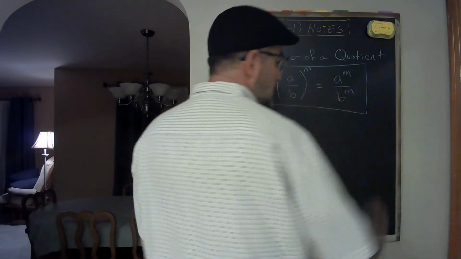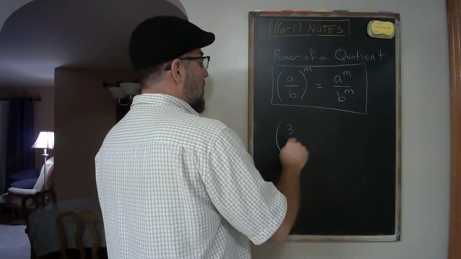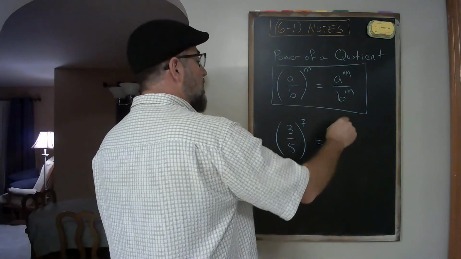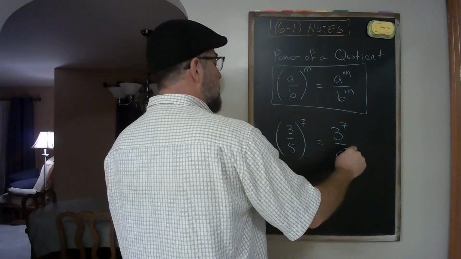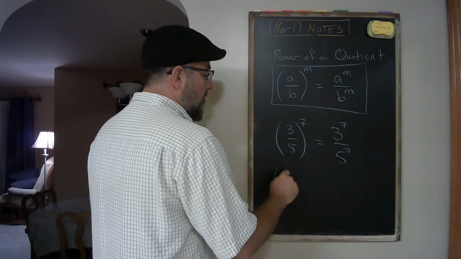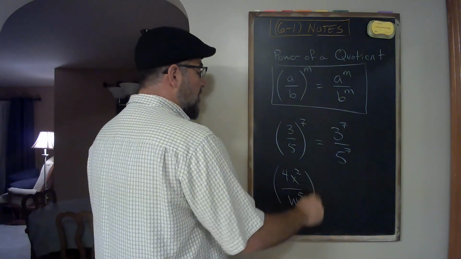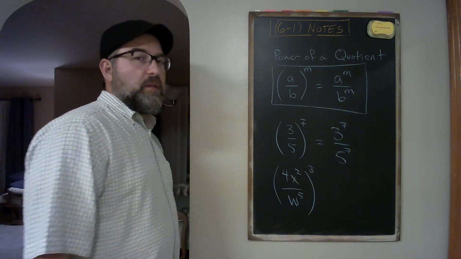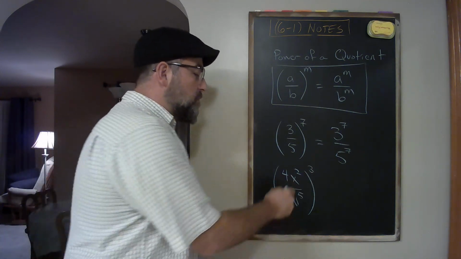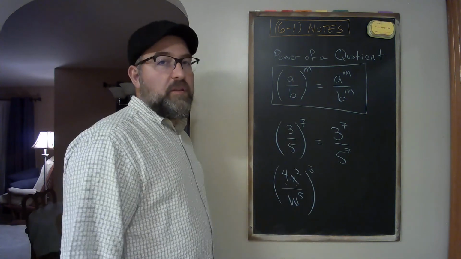So here we go. If we saw something like 3/5 to the 7th, this is simply going to be 3 to the 7th over 5 to the 7th. That's it. If we see something like 4x squared over w to the 5th to the 3rd, we are going to apply that exponent of 3 to both factors in the numerator, the 4 and the x squared, and we're going to apply that to the factor in the denominator.